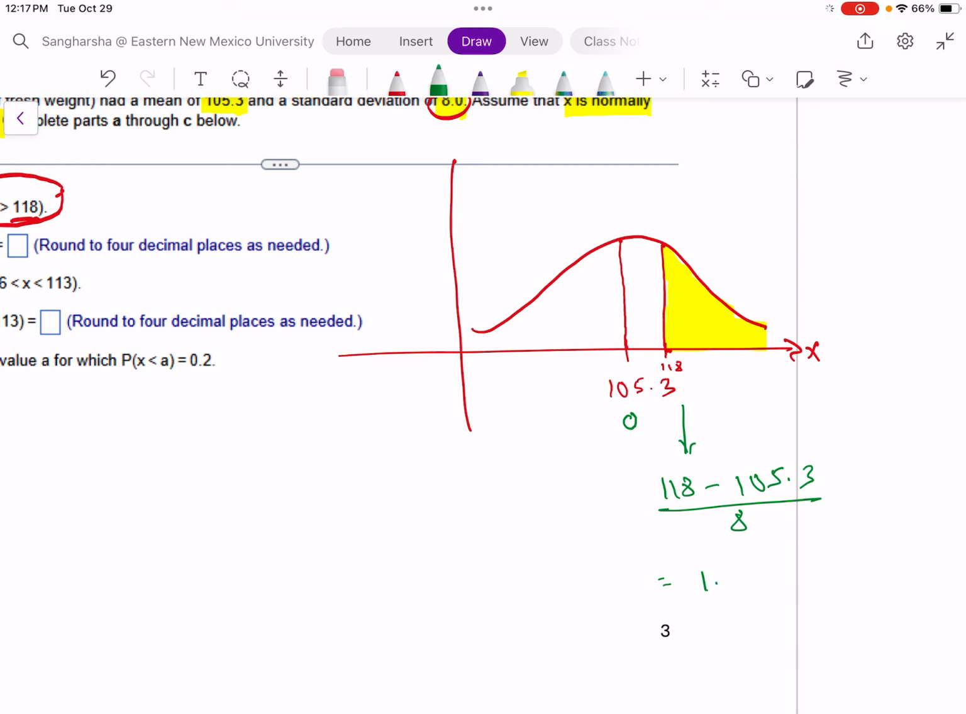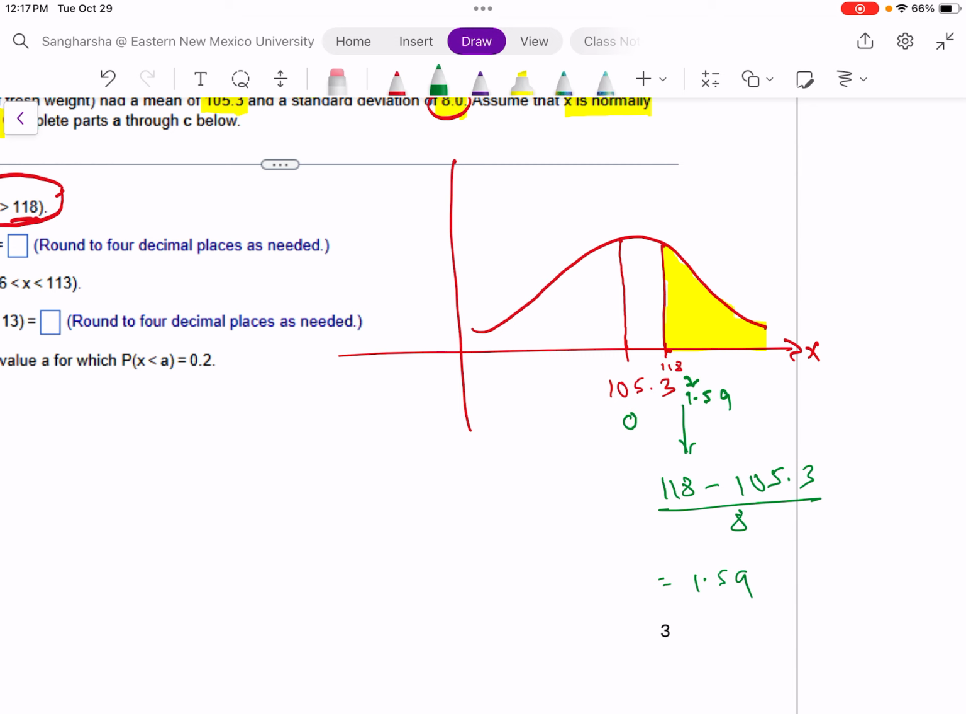118 minus 105.3 divided by 8. Do we get 1 point or 2 point? I think it should be 1 point. 118 minus 105.3 divided by 8 is 1.5875. Since our Z table has 2 digits, we make it 1.59. So we have 1.59 for the Z value for this one.